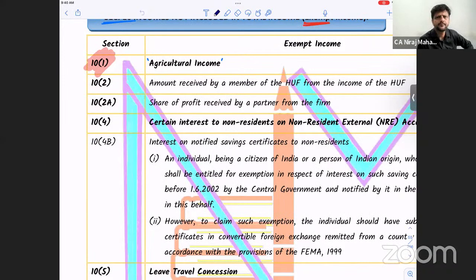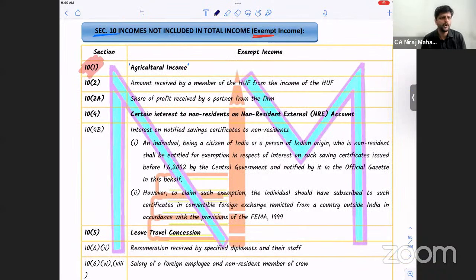Then 10.2. Understand now. Amount received by a member of the HUF from the income of the HUF. And 10.2A. Share of profit received by a partner from the firm. These are exempted. Are they coming in the list of exempted income? Yes. The question is why. 10.1 we can understand because the Constitution said, and the department smartly said, okay, only this much is allowed or this much notified will be exempted. Remaining will be taxable. Plus we have a partial integration scheme. So that was the entire story.